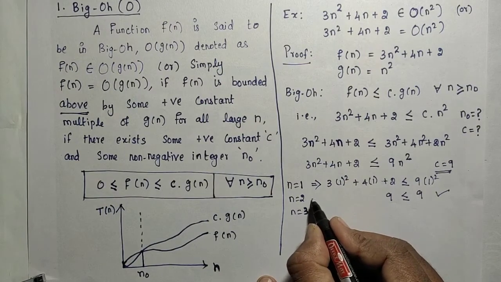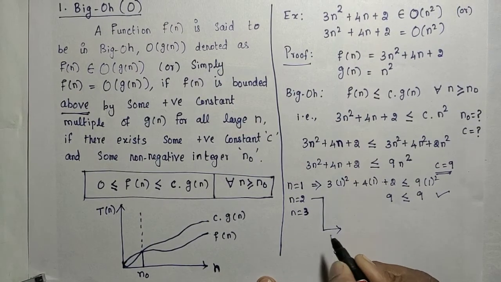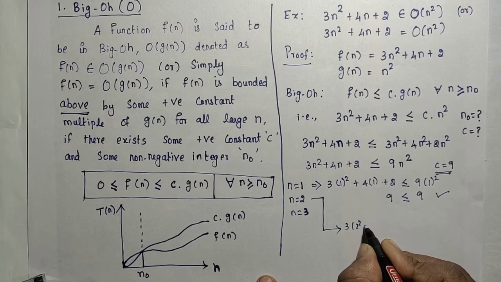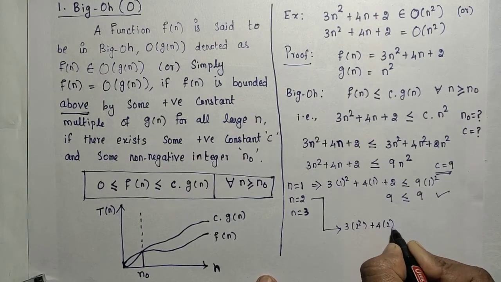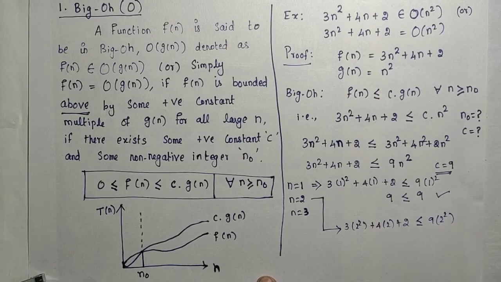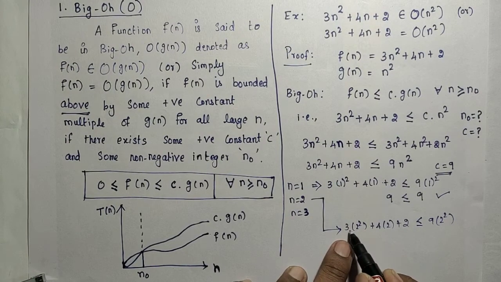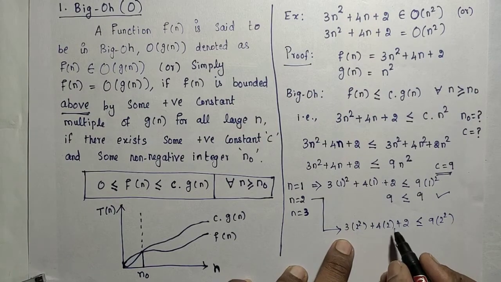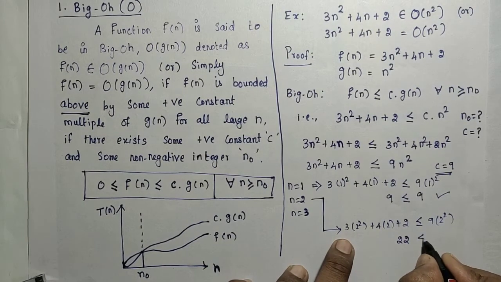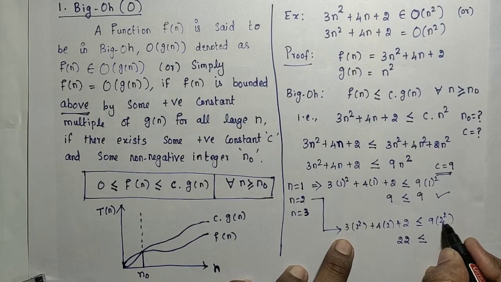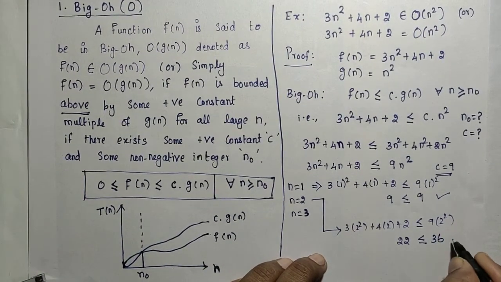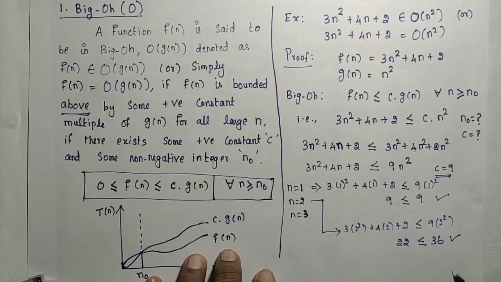Now substituting n equal to 2: 3 into 2 squared, plus 4 into 2, plus 2, is less than or equal to 9 into 2 squared. 2 squared is 4, and 3 into 4 is 12, plus 8 is 20, and plus 2 is 22. So 22 is less than or equal to 4 into 9, which is 36. So 22 is less than 36. This condition is also true, so it is increasing.